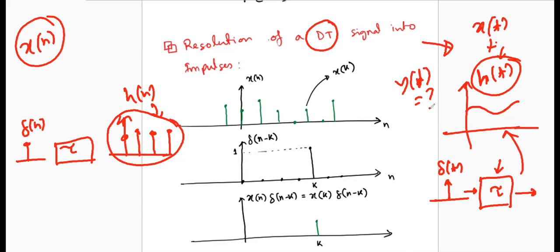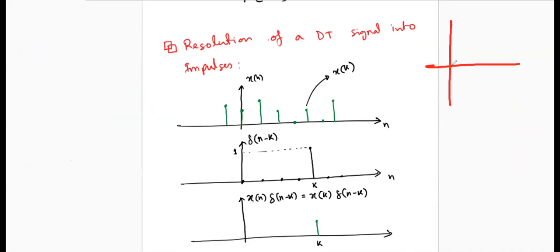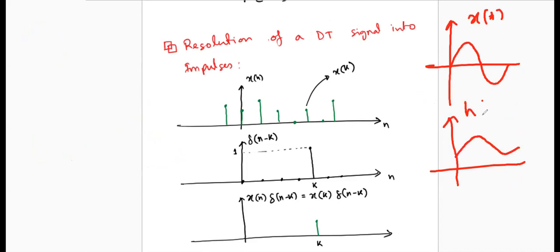Can you do that? If I have given you the value of x(t), let's say x(t) looks like a sinusoidal signal. Okay, this is your x(t), and this is your h(n). Can you find the value of y(t), where y(t) is equal to x(t) convolved with h(t)?